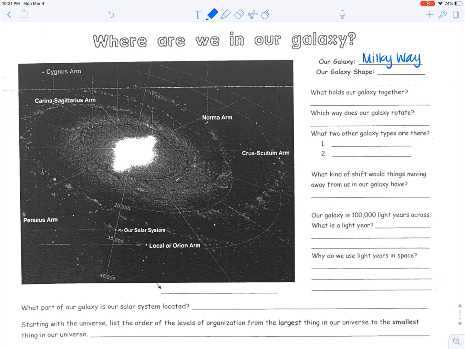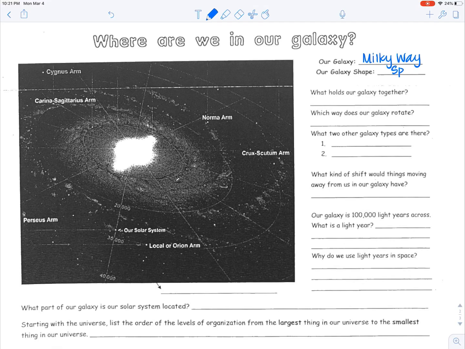So if you were to leave the lights of the city and go out into the country where there's no light pollution and you look up at the night sky and all the stars, you would actually see a milky streak across the sky. That's where we get the name Milky Way.